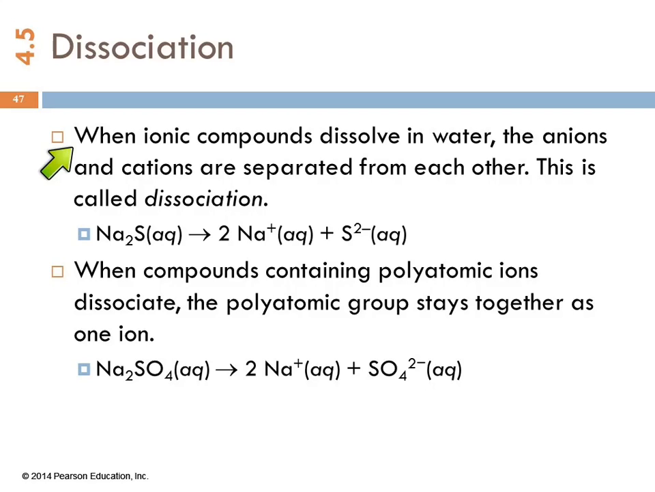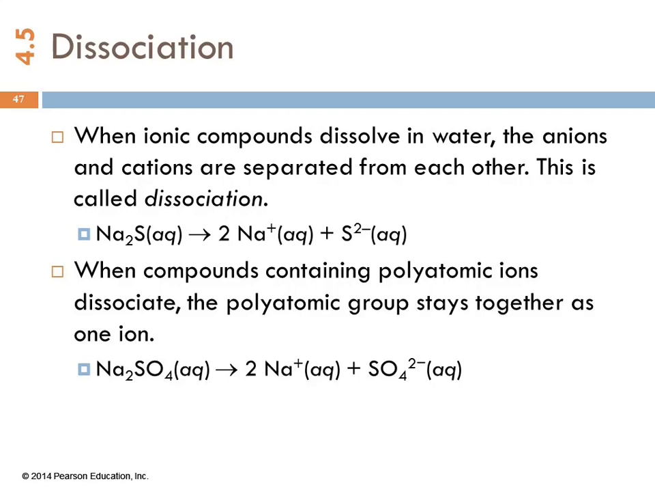When you dissolve an ionic compound in water, here's an example with sodium sulfide. Ionic compounds will generally dissolve completely, and you get the sodium ions and the sulfide ions, they separate from each other, and we saw that in the illustrations. They get surrounded by the water and they move away from each other. This is called dissociation. Association is when things come together. Dissociation is when they go apart.